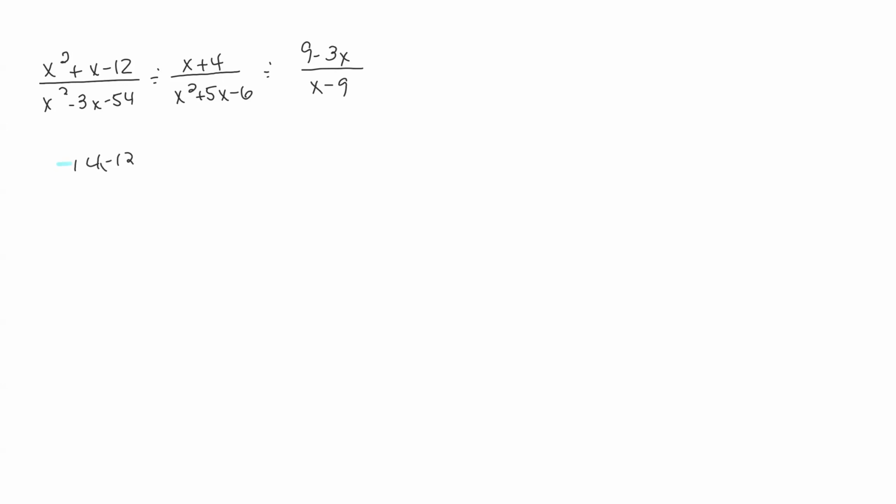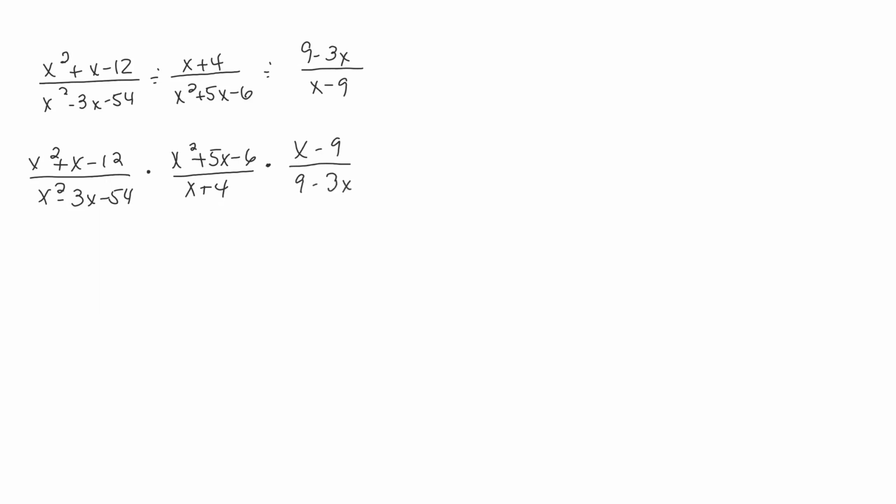Whoops, I forgot next. Let me start over. And then I'm going to multiply by the reciprocal of the next expression, which is x squared plus 5x minus 6 all over x plus 4. And then I'm going to multiply by the reciprocal of the final expression, x minus 9 over 9 minus 3x. Okay, so now we factor.